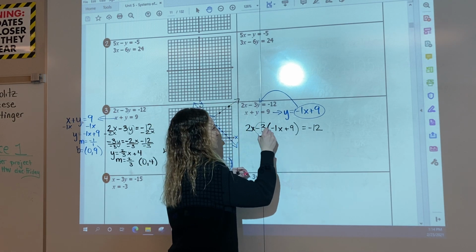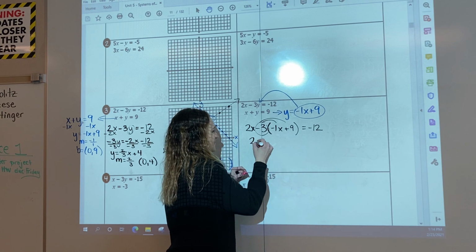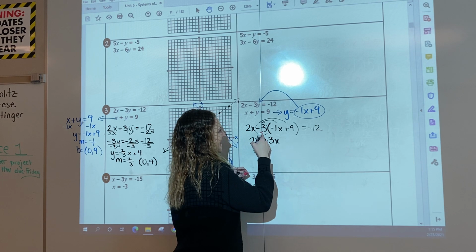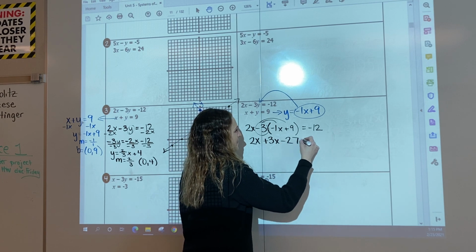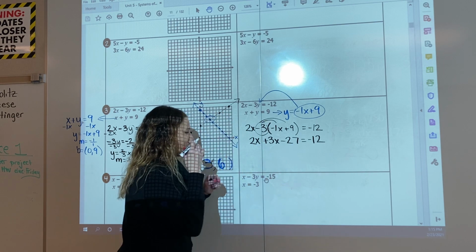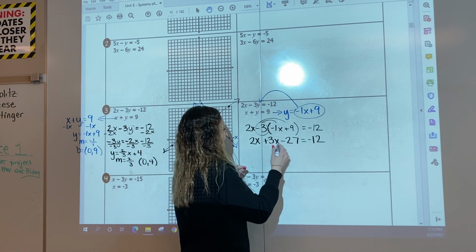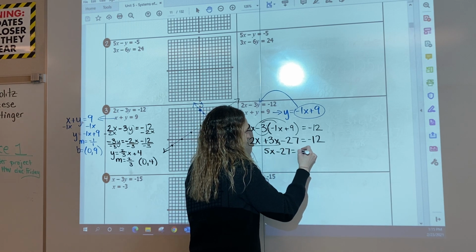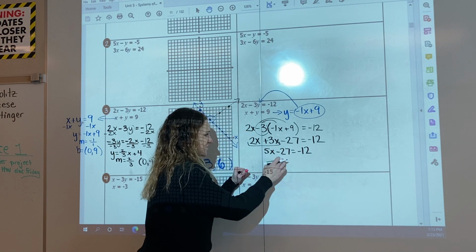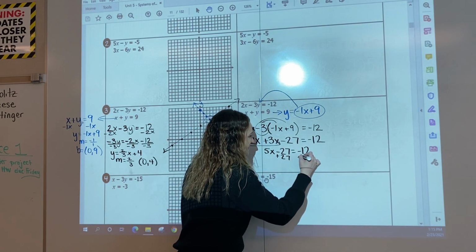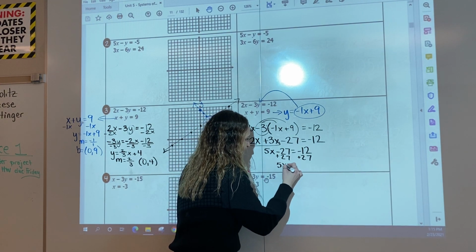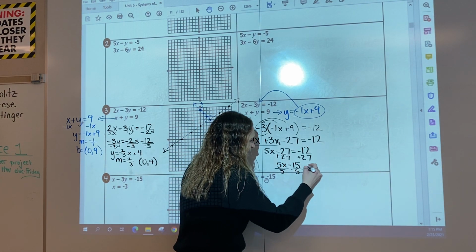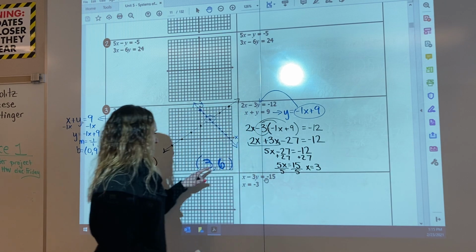All right, let's distribute this negative 3. Drop down our 2x. Negative times a negative gives me a positive. Negative times a positive gives me a negative. What I see is I have like terms on this side. I'm going to combine them. Got to get rid of this 27. I'm going to add that on both sides. And lastly, we'll divide by 5 to get x equals 3. So far, so good.